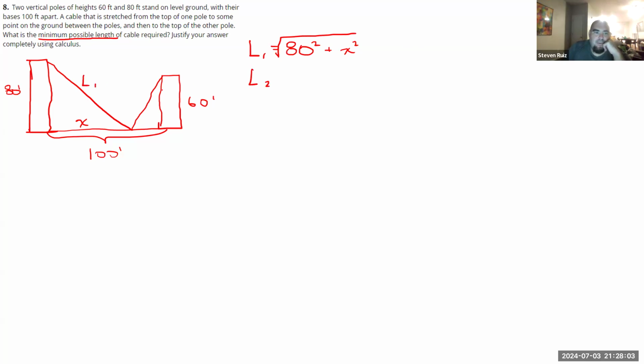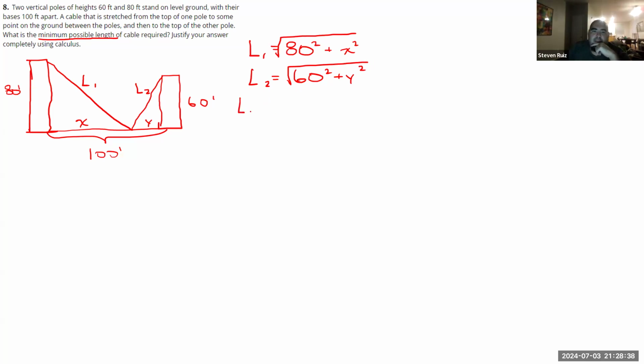Now can I do the same thing for length 2? So let's label these length 1, length 2. The vertical height here is given to us. That is 60 squared plus what? I'll call this other horizontal distance y. So 60 squared plus y squared. So now here's what I think I have. I think I have length 1 plus length 2 equals those two radicals there.